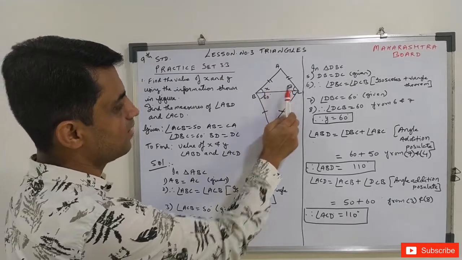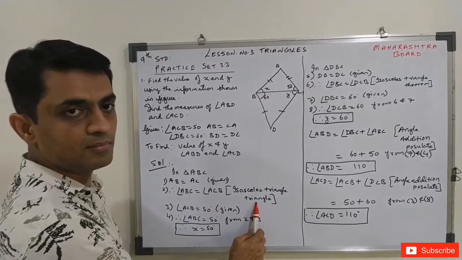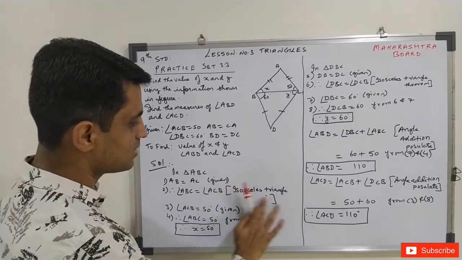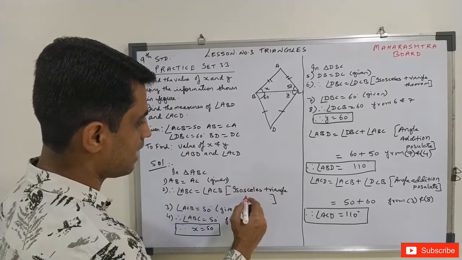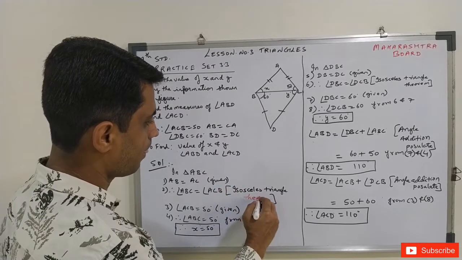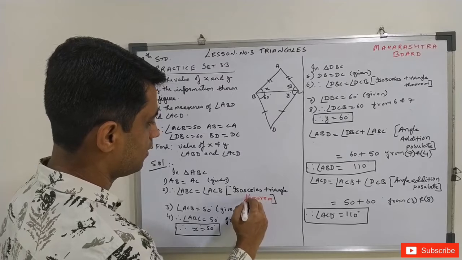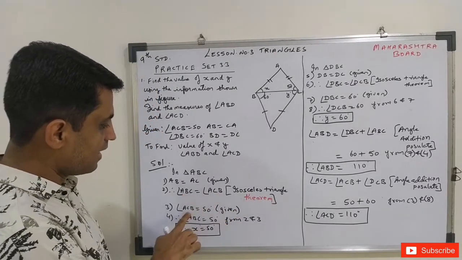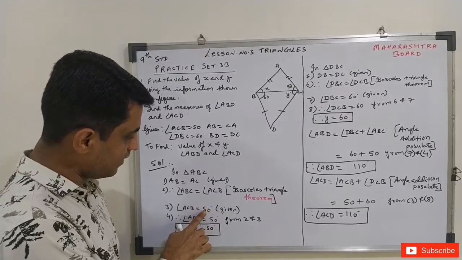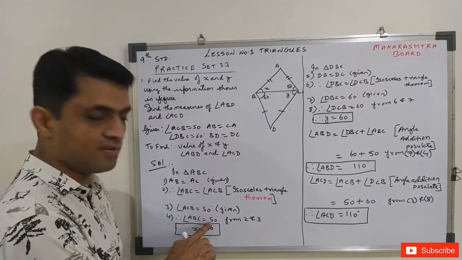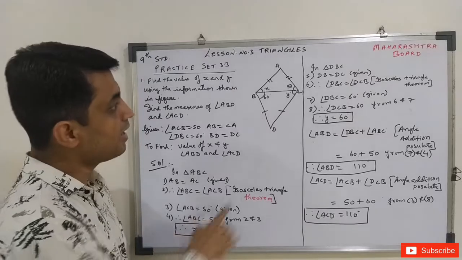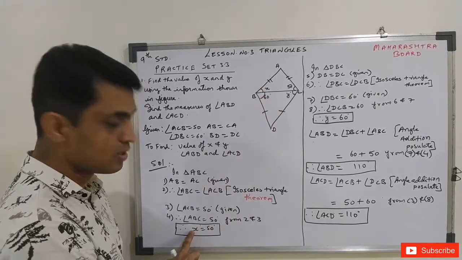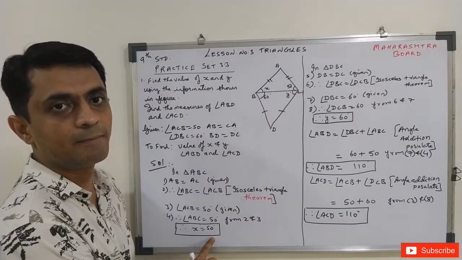Now these angles are equal. Why? Because of the isosceles triangle theorem. I have written here isosceles triangle theorem. So the angles are equal and one angle ACB is 50 degrees, given. So this ABC will also be 50. And what is ABC? ABC is nothing but x. So we got x as 50 degrees.